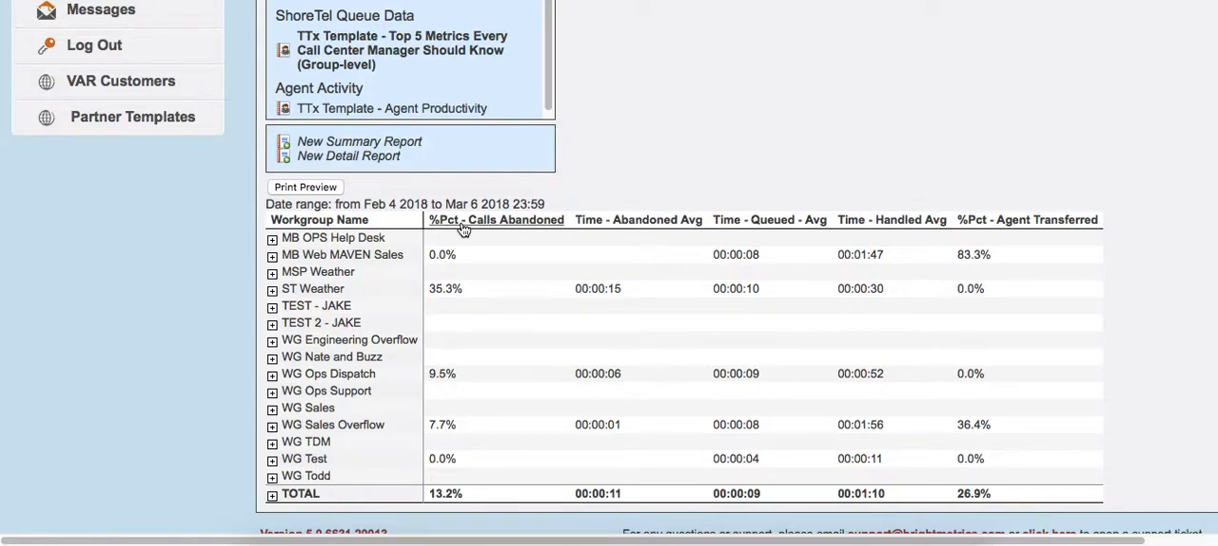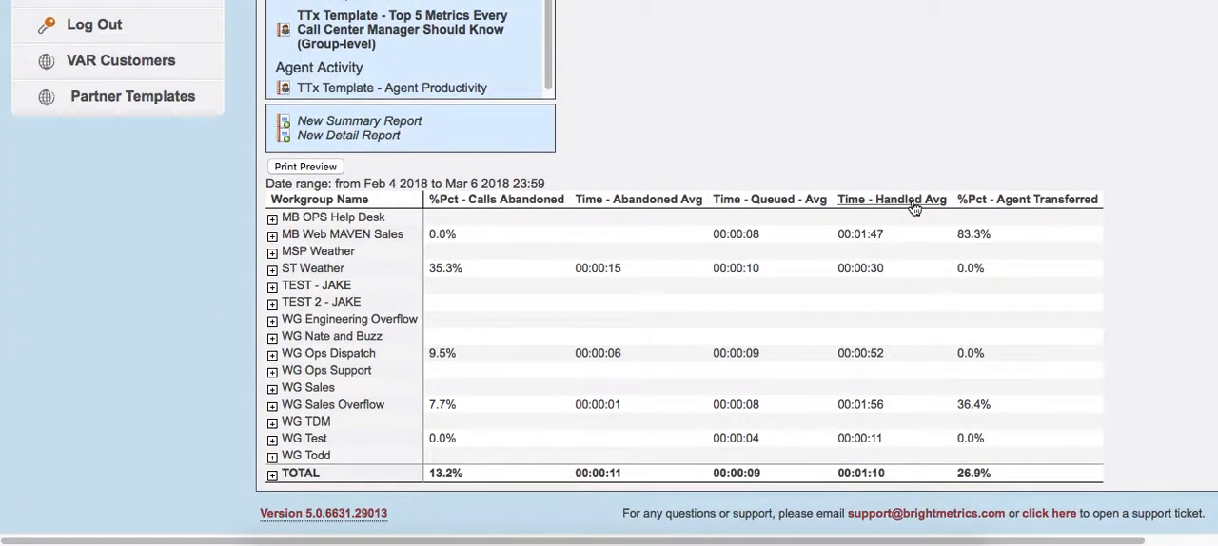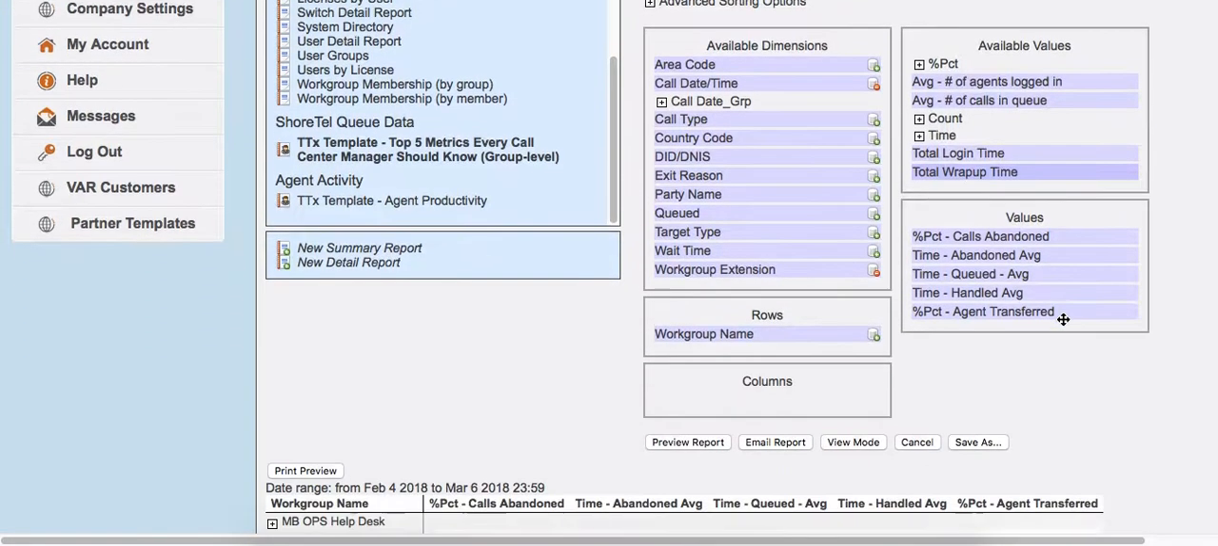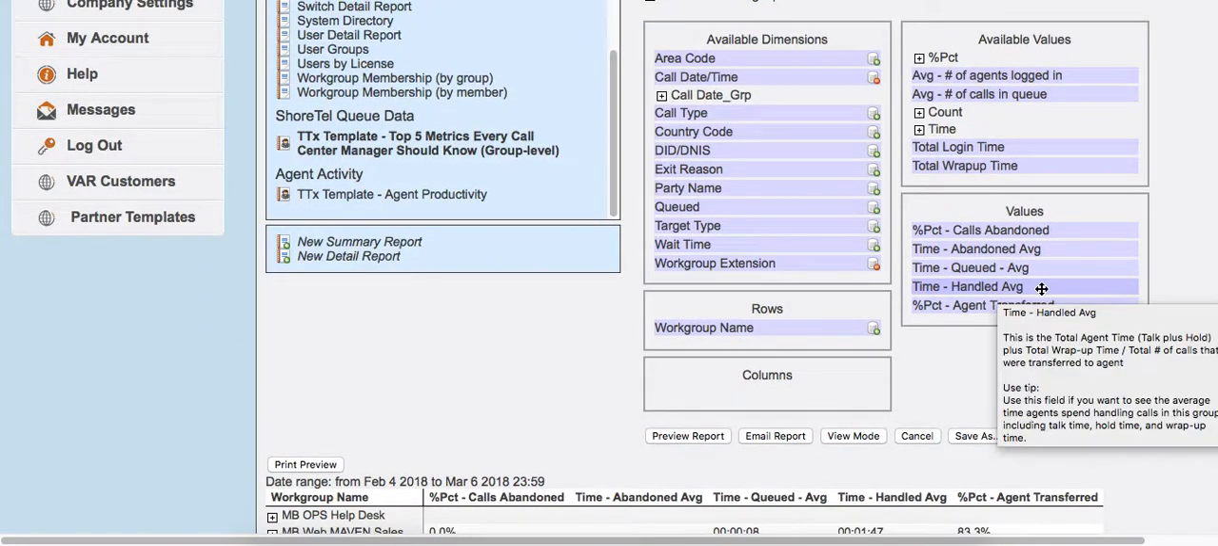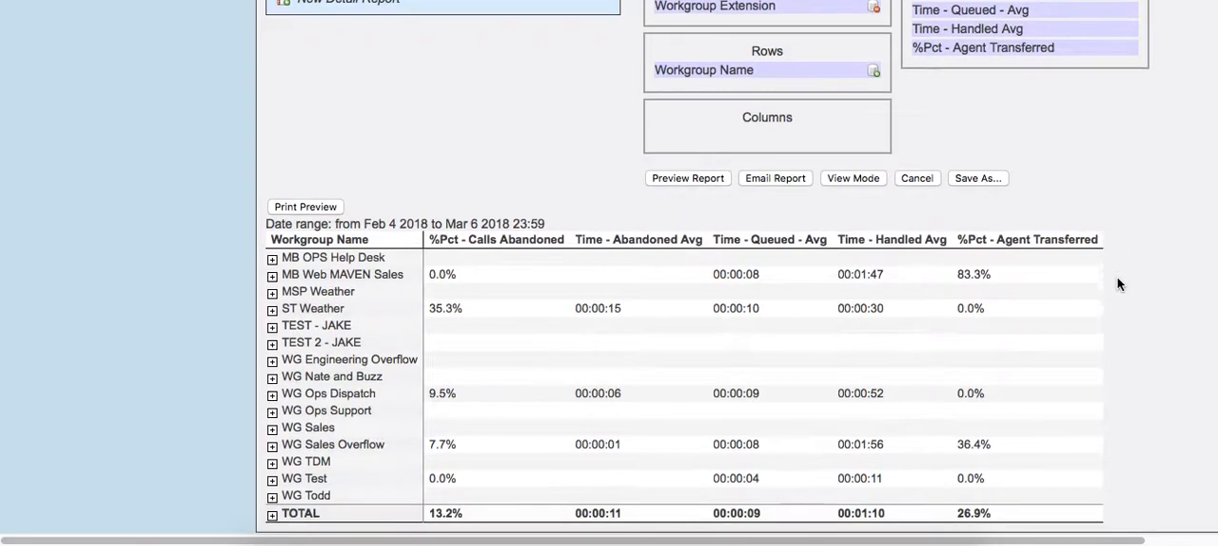you can see the 5 metrics that we're looking at. 1, the percentage of calls that are abandoning. 2, the time that the calls are abandoning on average. 3, the time that all calls are hanging out in queue on average. 4, the handle time of calls. That's looking at talk time, wrap-up time, and a couple other things. You can find out what that is by going to Edit and moving your cursor over the handle time average. There it gives you a definition of what that's looking at. And then 5, the percentage of calls that are transferred by agents.